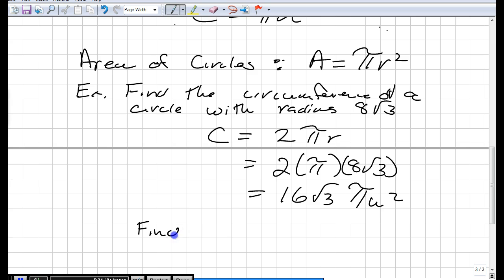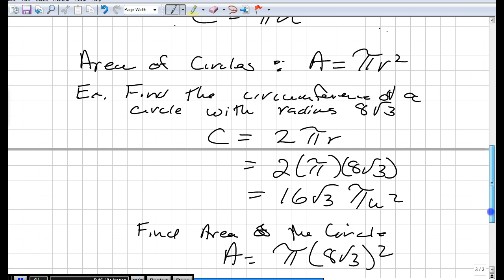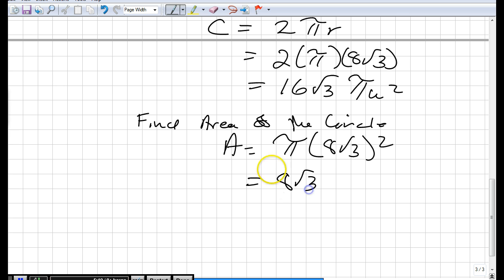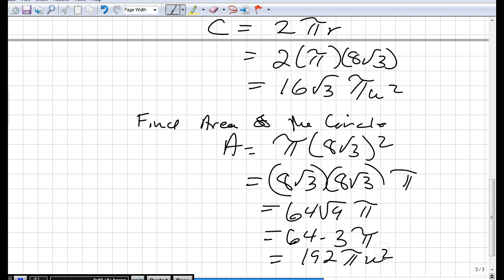Find the area of the circle. Okay? So area is pi r squared. So that's 8 square root 3 times 8 square root 3 times pi is really what we're doing. So 8 times 8 is 64. Square root 3 times square root 3 is square root 9, which is 3. So we get 64 times 3 pi. So 64 times 3 is 192. So it's 192 pi units squared. Okay?